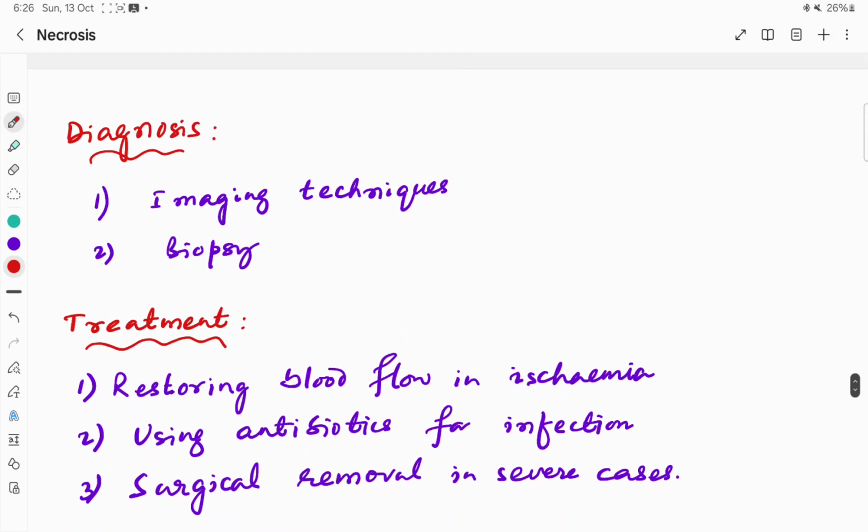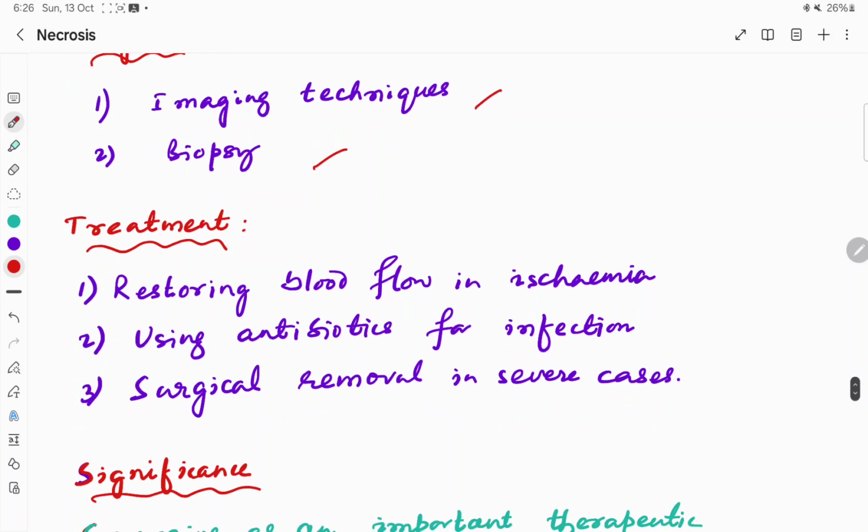So necrosis can be diagnosed by imaging techniques and biopsy, and since it is a pathological condition, it has to be treated. If it is reversible, then we can treat it by restoring the blood flow. For example, if it is ischemia, we can restore the blood flow, and if it is infection, we can use antibiotics, and if it is severe, we have to remove it surgically. We have to remove, say, the toe or finger surgically.